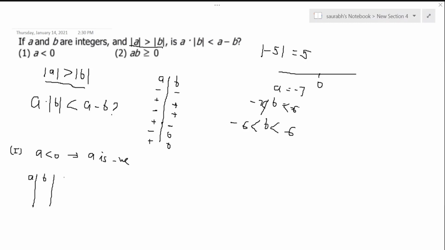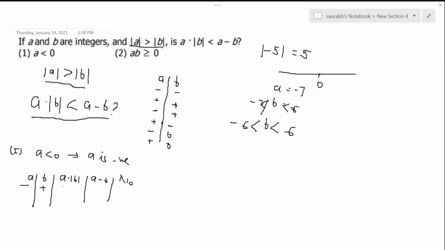All right. So now let me analyze if we are getting a perfect answer for the question that is asked. The question asked is A into absolute value of B is less than A minus B. Are we getting a definite yes or a definite no? That's what we need to identify from here. So, first of all, let's consider A is given as negative. Now let's consider B to be positive.